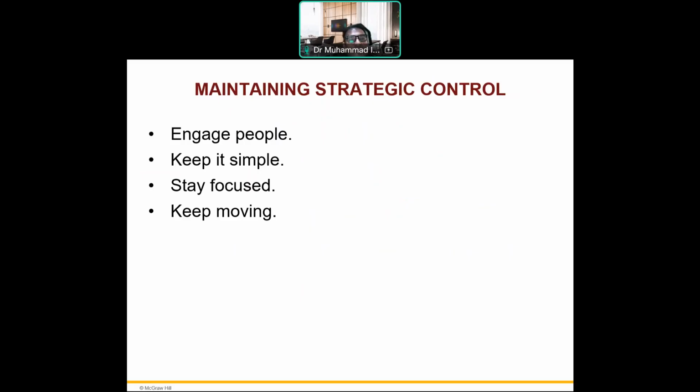Maintaining strategic control: engage people, keep it simple, stay focused, keep moving. Don't stop, don't waste time.